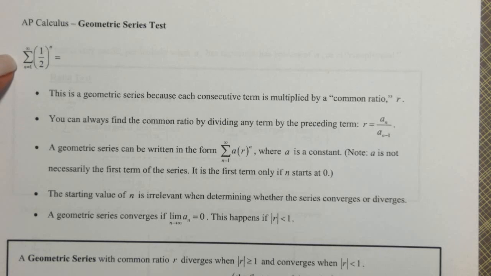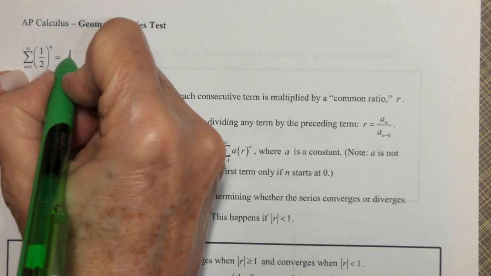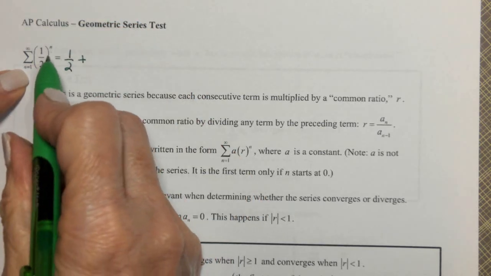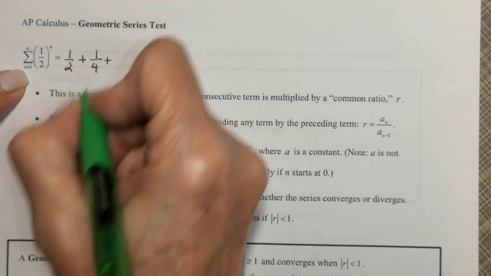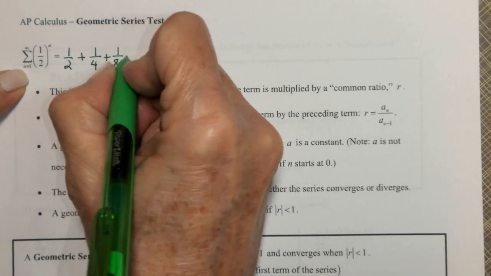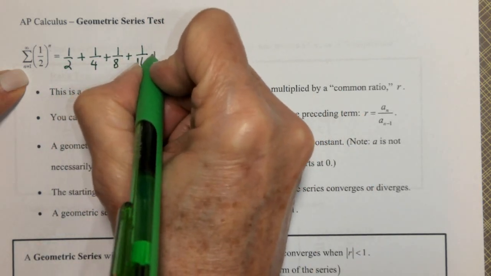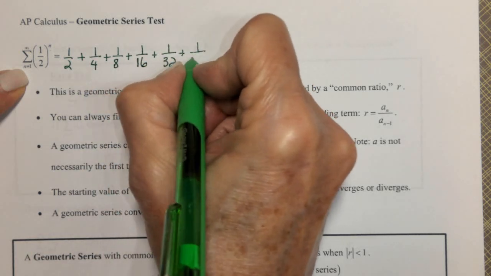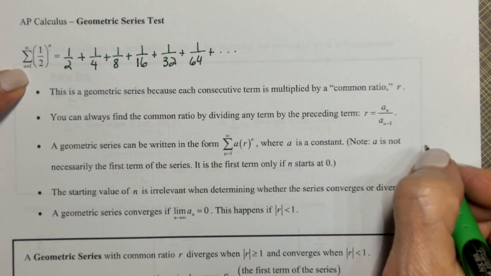Okay, if we expand this out, we start with n as 1. So if I put a 1 in there, my first term is 1/2. Plus, my second term is 1 squared over 2 squared, so 1 over 4. Plus, next term will be 1 cubed over 2 cubed. The next term will be 1 over 2 to the 4th. Then 1 over 2 to the 5th, 1 over 2 to the 6th. And this would go on and on and on.